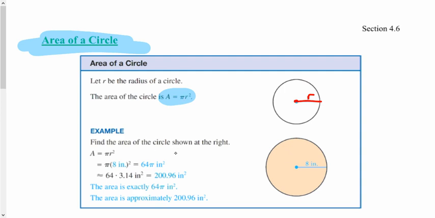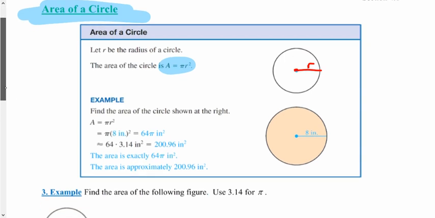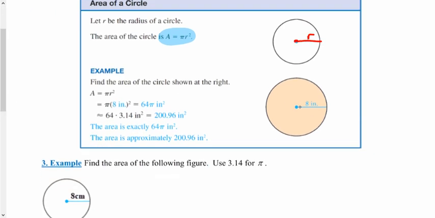All right? So a quick example that's already done for us. We can say if this one has a radius of 8 inches, then we'll do pi times 8 inches squared. Well, 8 inches squared gets us 64 square inches times pi, and now we just got to multiply that by 3.14. That's how we end up getting 200.96 square inches.